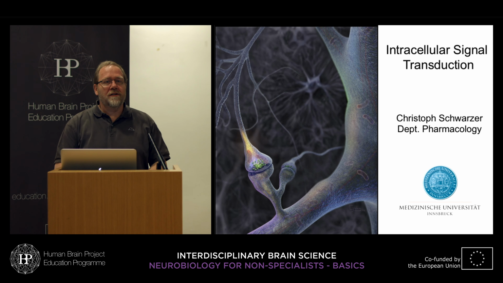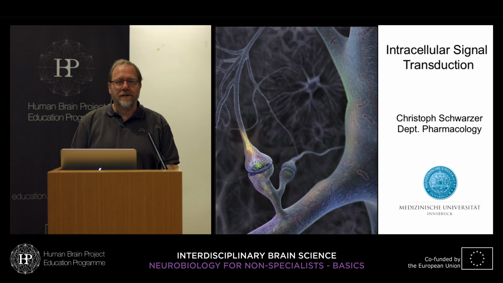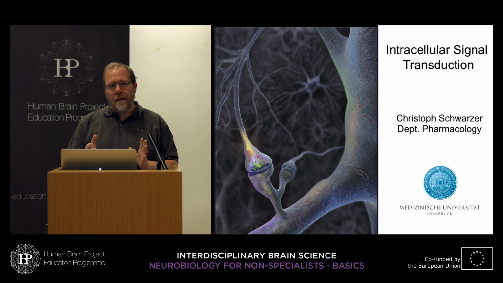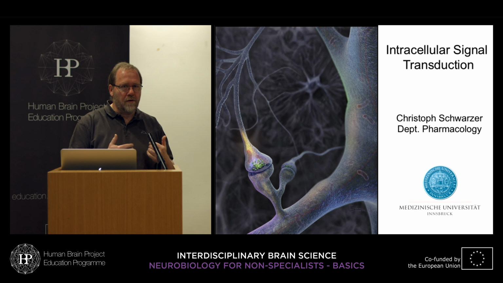So, welcome to the second lecture. In the last lecture we talked about intercellular signaling. Now we look at another aspect, which is intracellular signaling. In the first lecture we just saw how signals can be transduced from one axon to a dendrite, so from one neuron to another neuron.